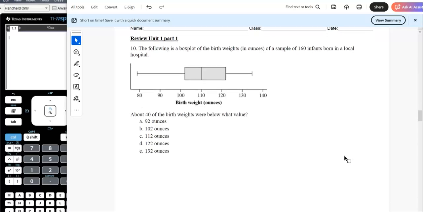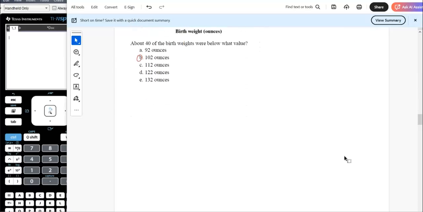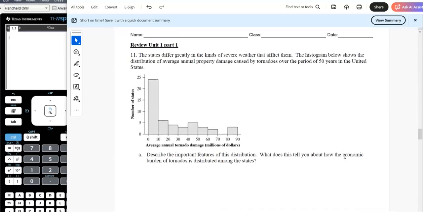Following box plot of birth weights, a sample of 160 infants born in a local hospital. About 40 were below what value? Well, 40 is 1/4 of that, right? So what's 1/4? The first 1/4 or 25% of the data is between the minimum and Q1, like a quarter. So below what value, whatever this is, what is that? 102? That's about right. Okay, I think we're to the free response questions.